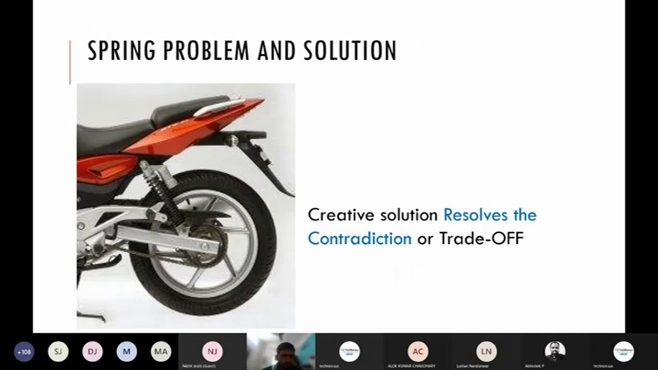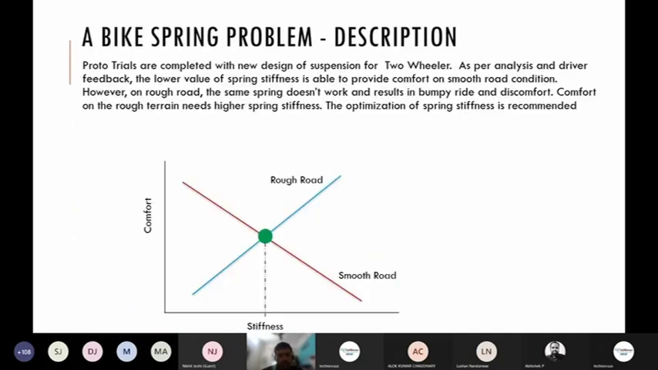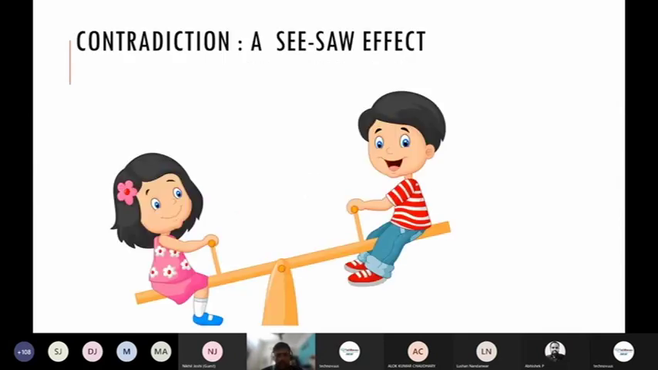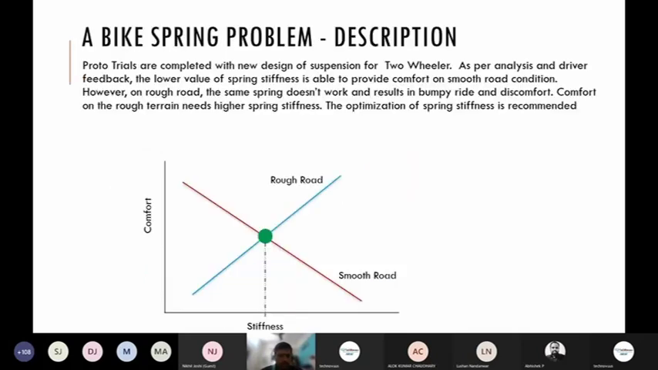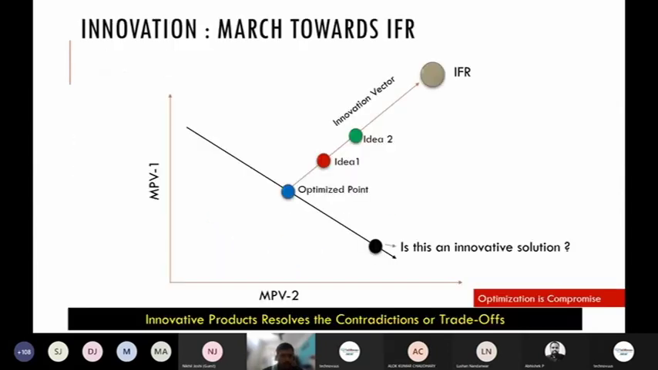Now, what is the solution? Can you tell me the solution? How has somebody not optimized but resolved it? This is as simple as a spring. How is a solution not optimization? We need to move along that vector and resolve it. Remember this vector. We need to have some idea which will help me to have comfort on rough road also and comfort on the smooth road also.